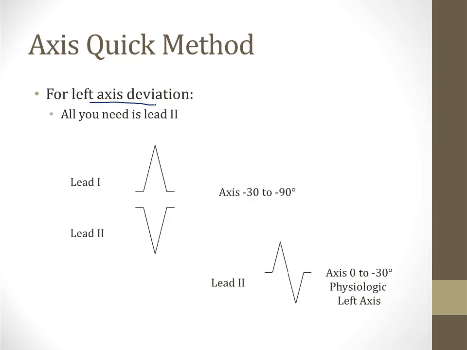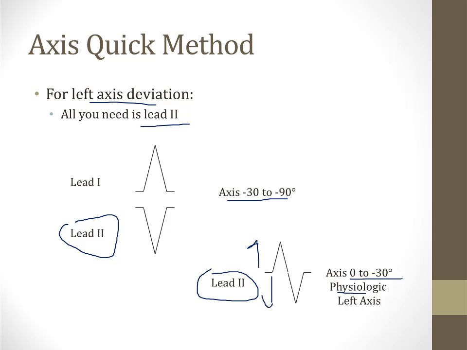For a left axis deviation, all you need to do is look at lead 2. If lead 2 is negative, it means the axis is between -30 and -90, and therefore you have a left axis deviation. The one exception to this is sometimes lead 2 will look like I've shown here, where it's partly upward and partly downward. This is called a physiologic left axis, which is slightly to the left but still within normal limits.